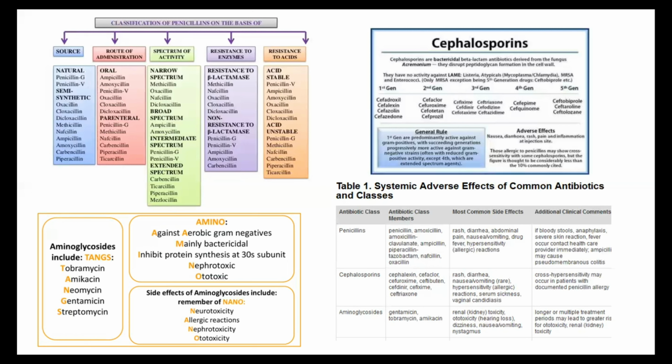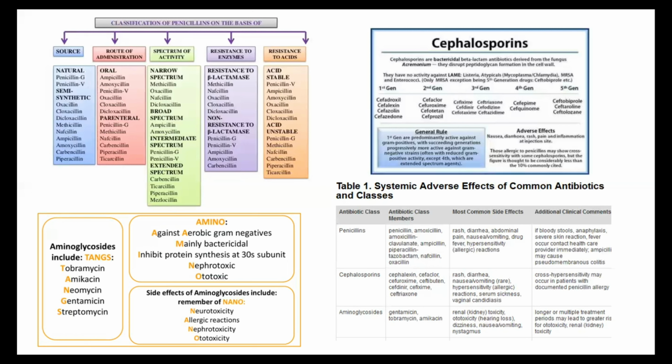Penicillins mainly cause hypersensitivity reaction, rash, diarrhea, abdominal pain, nausea, and vomiting. Cephalosporins also cause the same rash, diarrhea, nausea, vomiting, and hypersensitivity reaction, and also serum sickness and vaginal candidiasis. Some aminoglycosides like gentamicin and tobramycin cause renal toxicity, ototoxicity, dizziness, nausea, vomiting, and nystagmus.